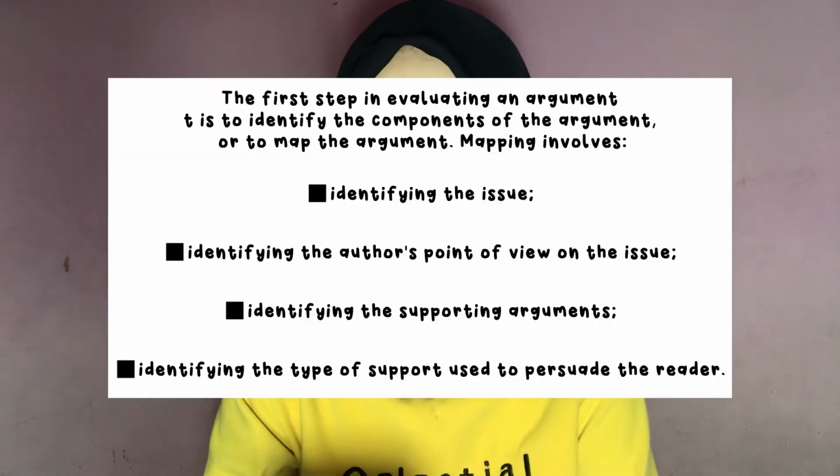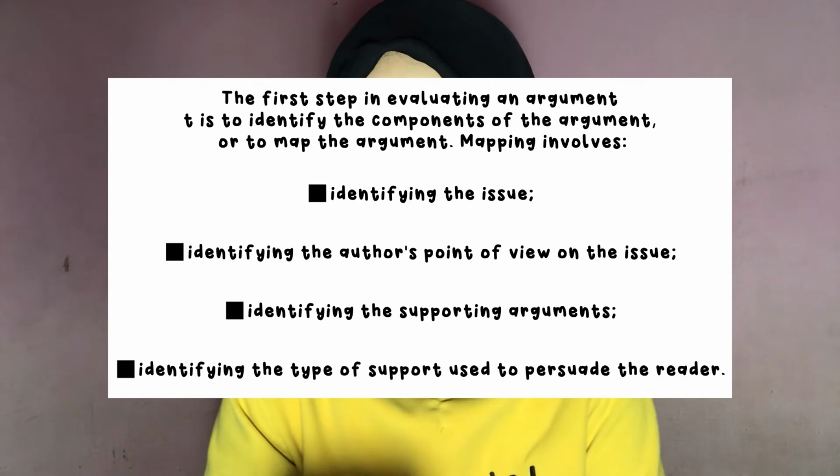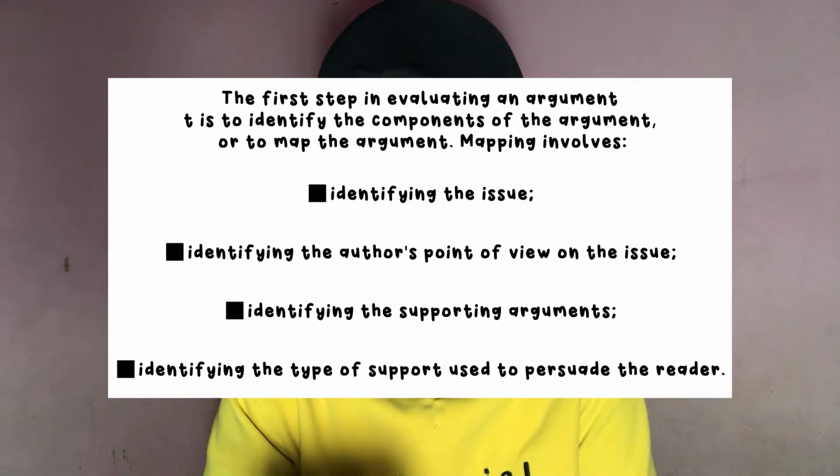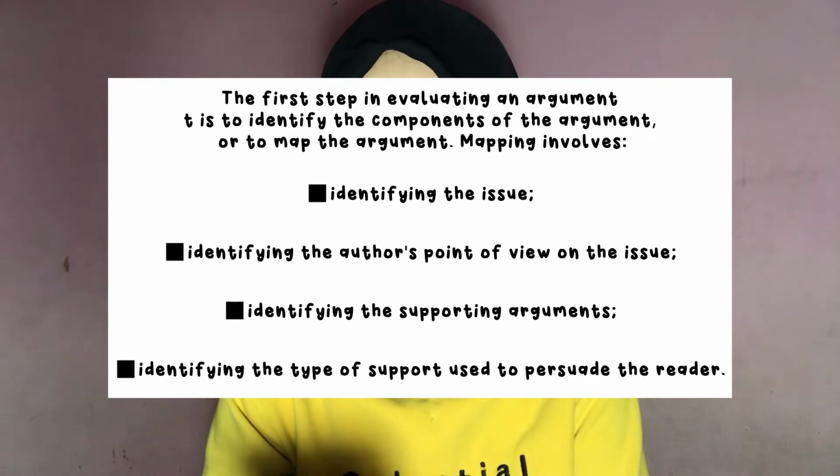The first step in evaluating an argument is to identify the components of the argument, or to map the argument. Mapping involves first identifying the issue, second identifying the author's point of view on the issue, third identifying the supporting argument, and fourth and last identifying the type of support used to persuade the reader.